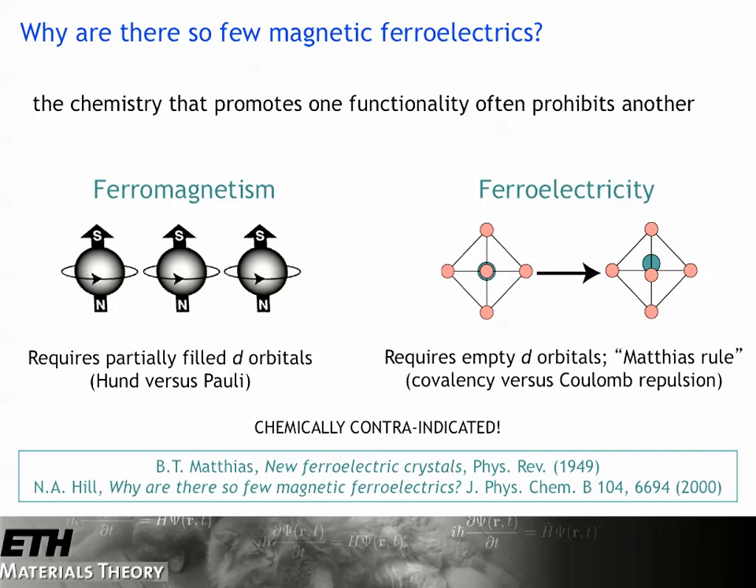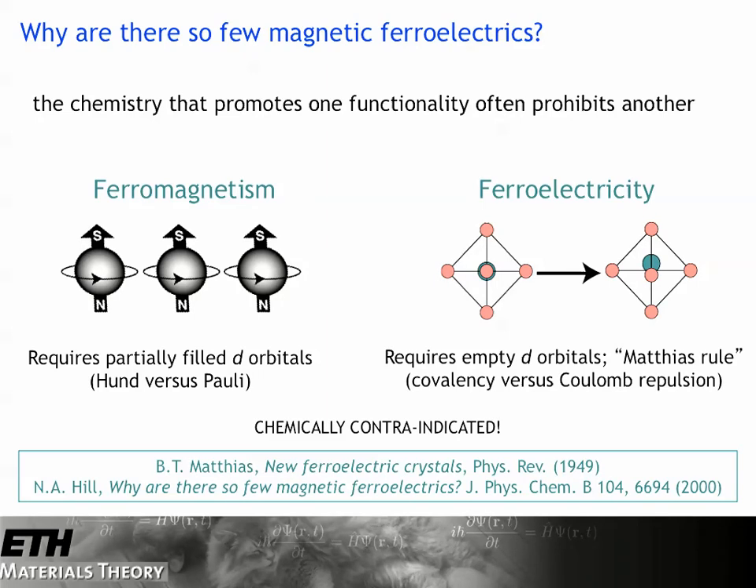So this competition between Coulomb repulsion and covalent bond formation, where the covalent bond formation, which gives me ferroelectricity, is favored by empty d orbitals. This was observed in a beautiful paper from 1949 by Bernd Matthias, of superconductivity fame, where he points out empirically that all ferroelectrics have empty d orbitals on the transition metal. So this was well known.